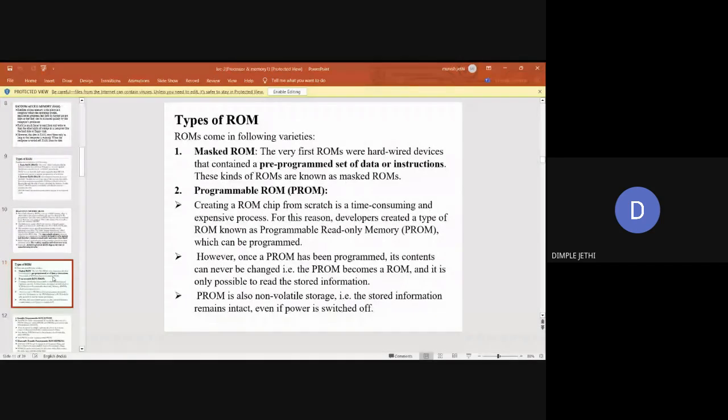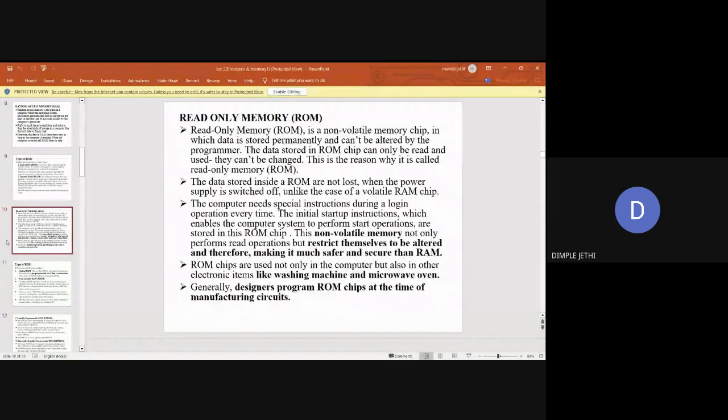Is it clear what we are doing? What is the full form of RAM? I didn't tell you the full form of RAM. Anybody knows the full form of RAM? Random access memory. And the full form of ROM?